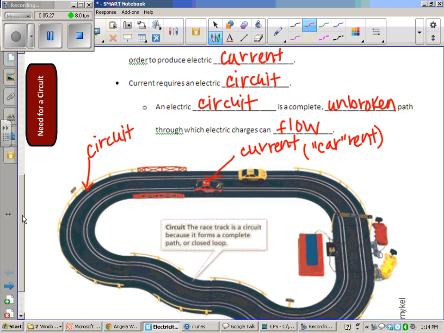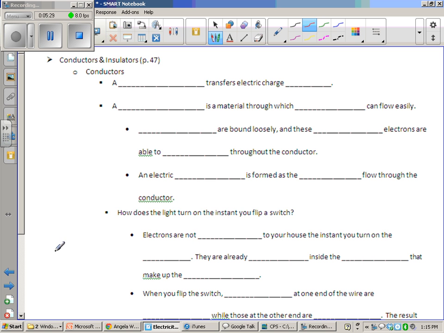Okay, so our next part is going to be talking about conductors and insulators. Okay. A conductor transfers electric charge well. Okay, a conductor is a material through which charge can flow easily.